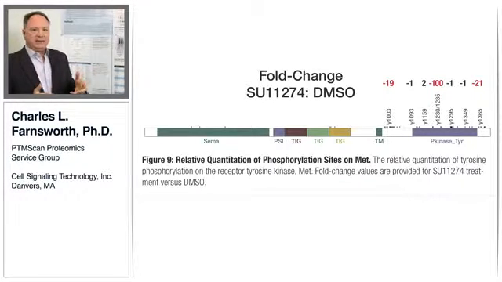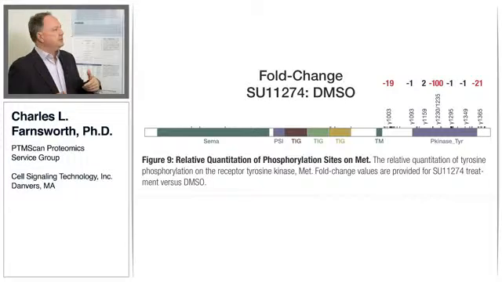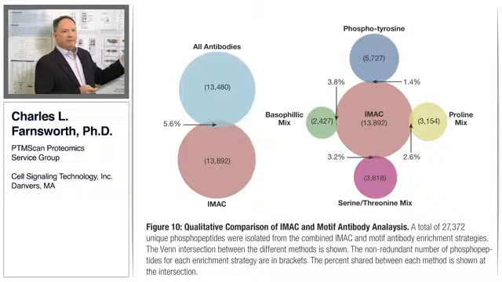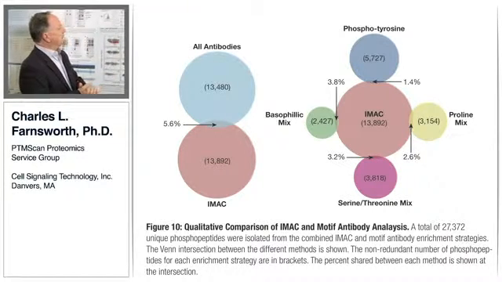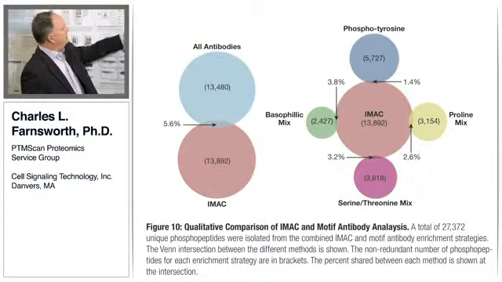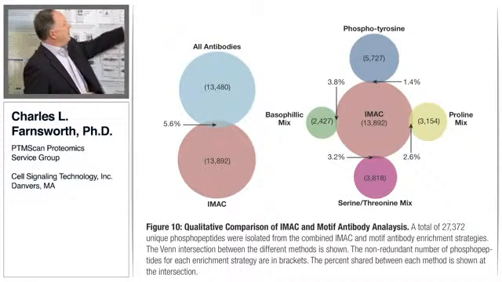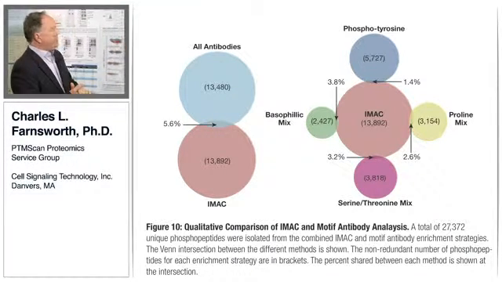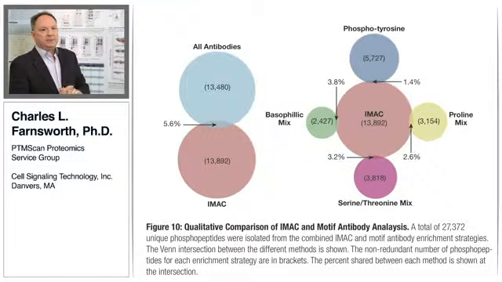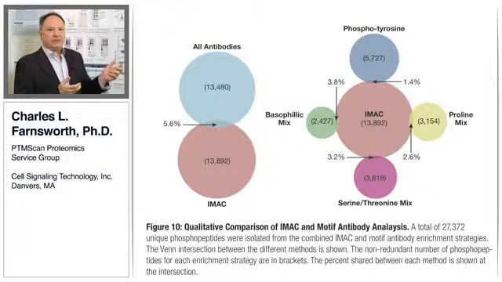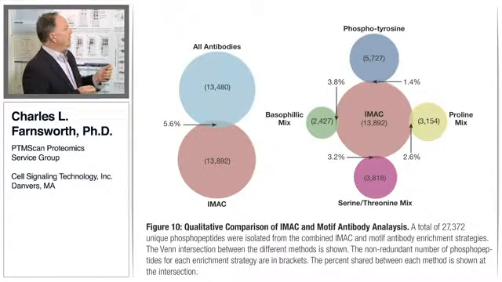Now, putting all this data together, we can make some qualitative conclusions, and we can see that in the next figure, in figure 10. And here we have Venn diagrams that capture the qualitative information. So, for example, here on the left-hand side are all the antibodies used together, or the IMAC panel. And we can see there's very little overlap, suggesting that two classes of peptides are being enriched using the two different methodologies. It also suggests that these methods are very complementary.